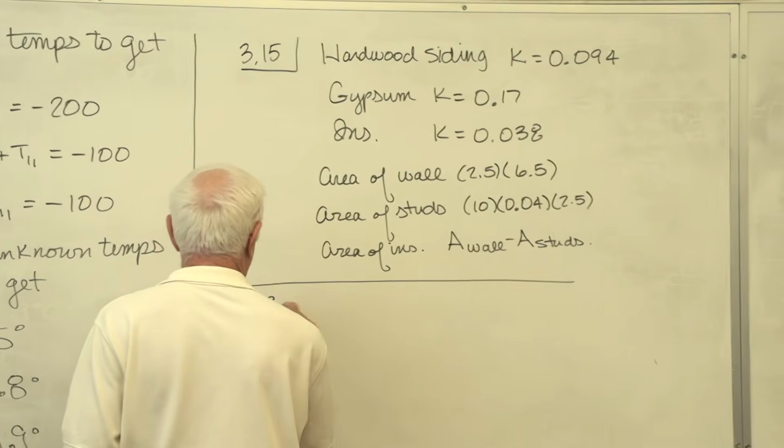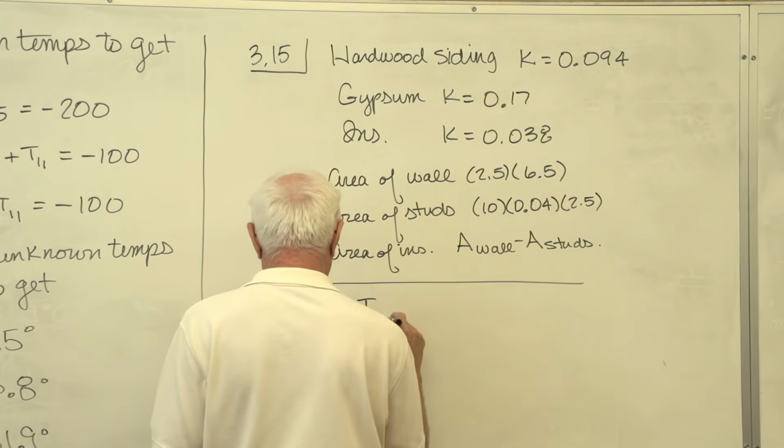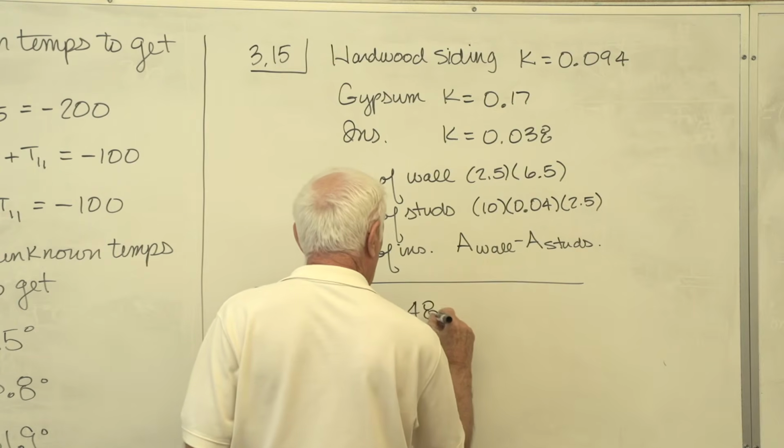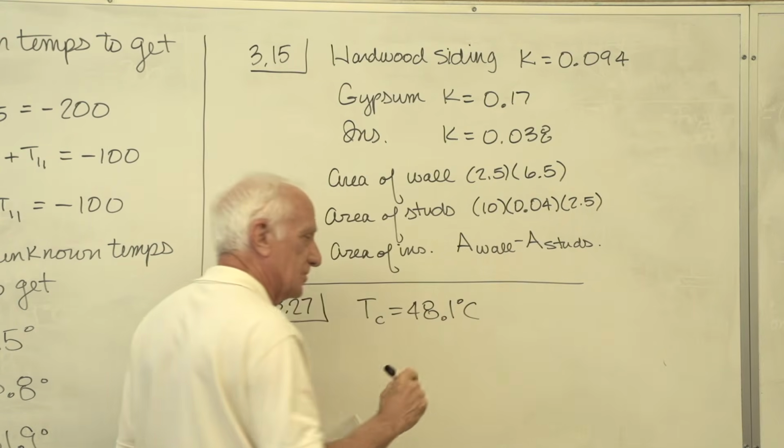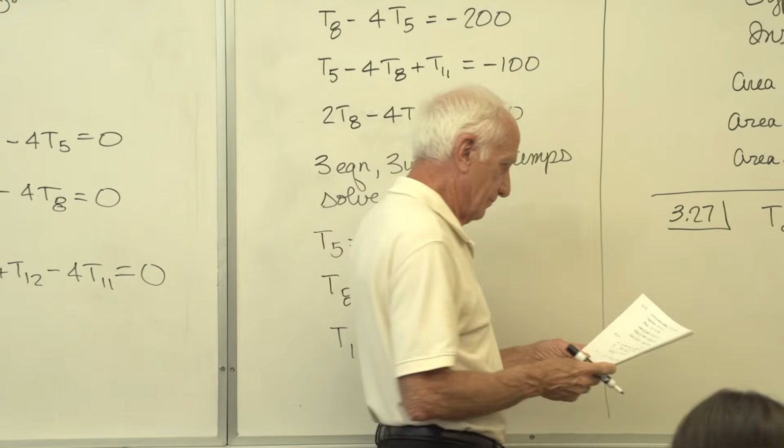Problem 327. The correct answer for the chip temperature is 48.1 degrees C. I think I had down 46 point something degrees C. The correct answer is 48.1 degrees C.